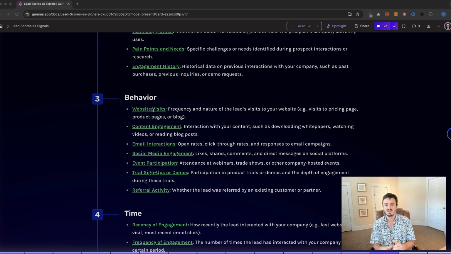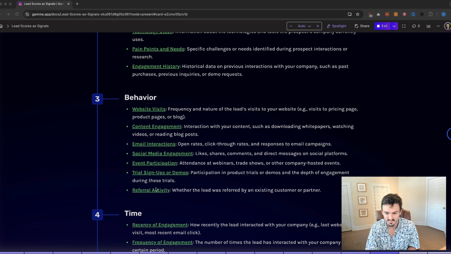into the actual section. So this one is everything that can be tracked with your website, with social media platforms, with some of these signal capture tools that use fingerprinting to identify people across the web. So you have website visits, content engagement, email interactions, social media engagement, event participation, trial signups or demos. That's part of the product usage data. And then referral activity as well. We consider referral activity a behavior.